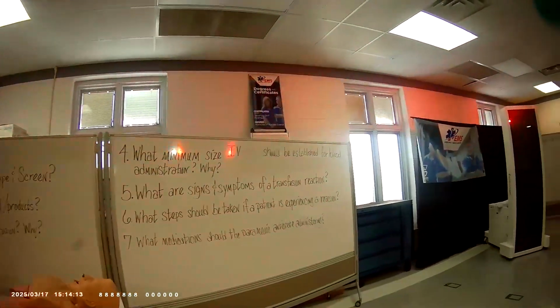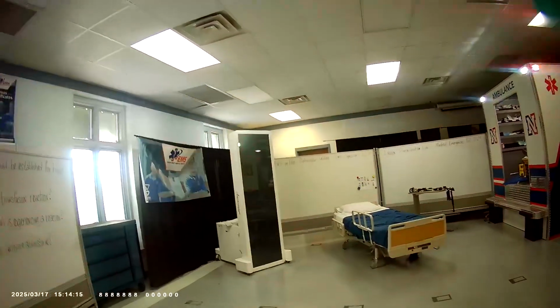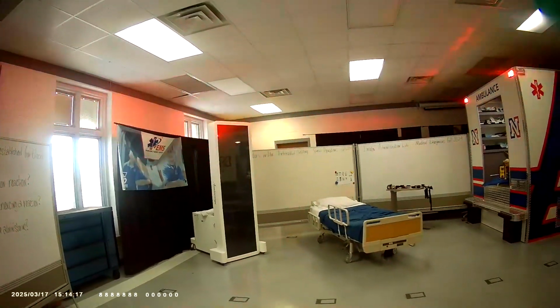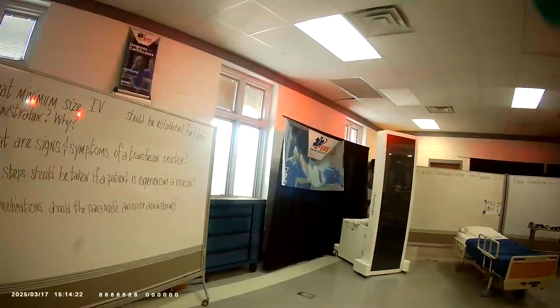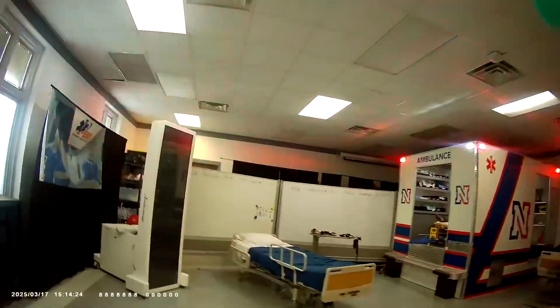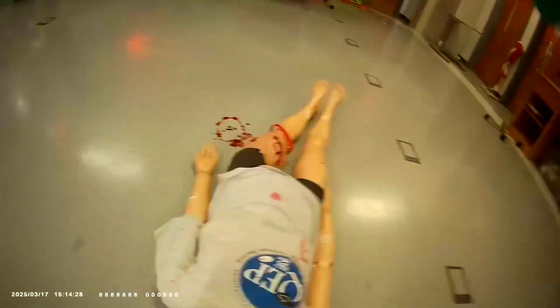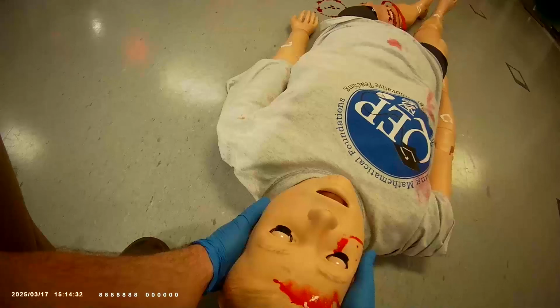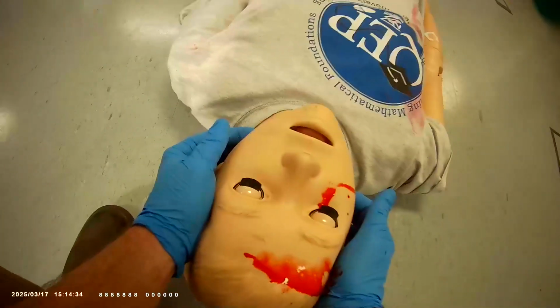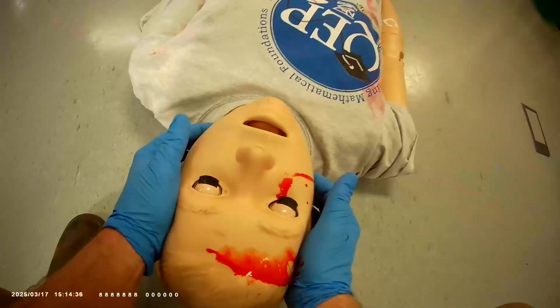As we approach, we're going to get a general appearance of the patient. We have bleeding noted from his left leg. We have bleeding from the head. We're going to come up and perform our primary assessment. C-spine. Sir, can you hear me? Can you hear me? Okay, so airway is open and clear.